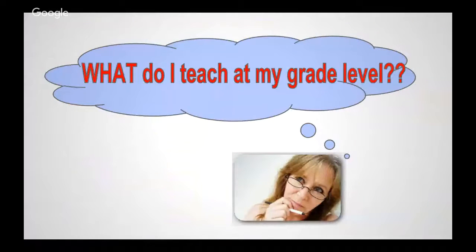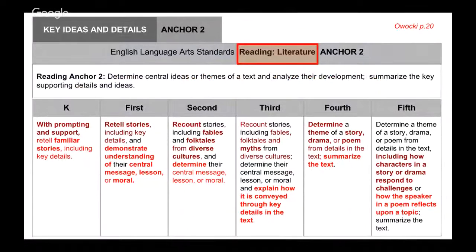So the last 2 questions that teachers have are: what do I teach at my grade level, and how do I teach it? Where we're talking about theme, kindergarten has, with prompting and support, retelling familiar stories. 1st grade, you're retelling the stories. They identify the theme. 2nd moves into different genres of fables, folktales from diverse cultures. 3rd grade adds on myths, and now what are the details that are going to explain that central idea. 4th grade, looking at theme for story, drama, and poem, and the ability to summarize.